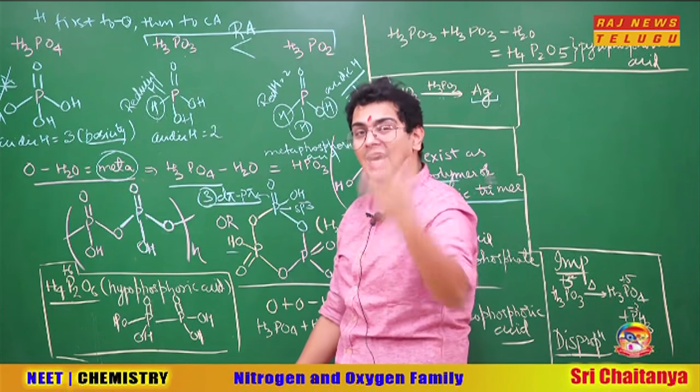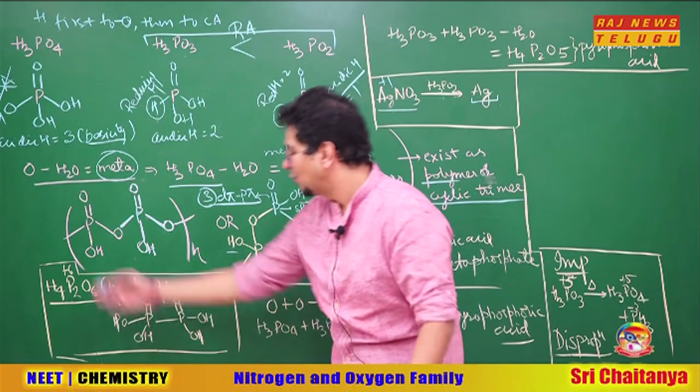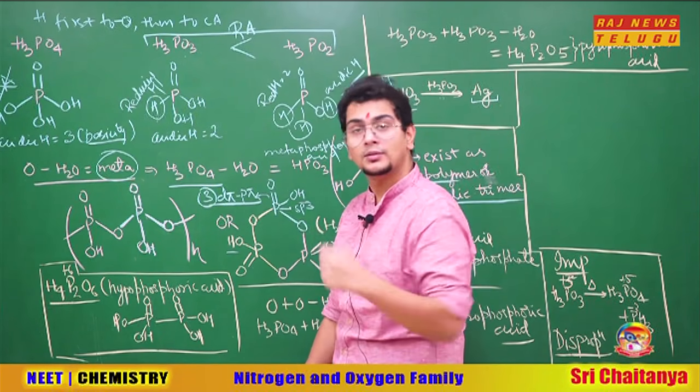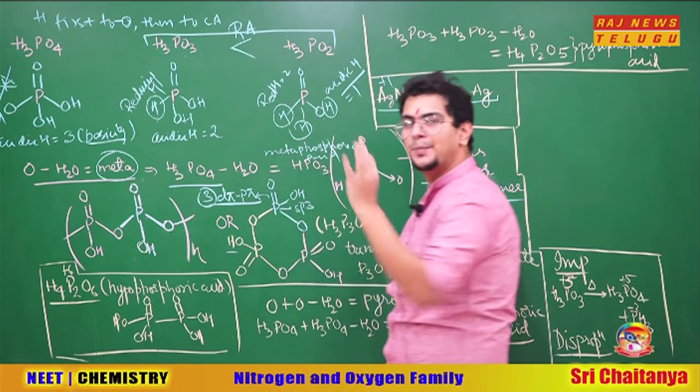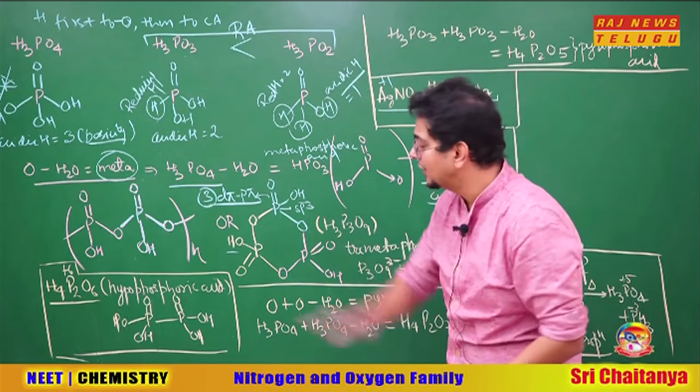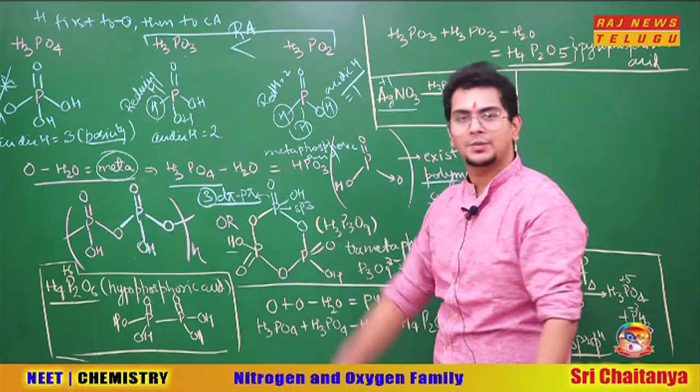Then attach hydrogen to the single bonded oxygen. 4 hydrogens. So 1, 2, 3, 4. So how many acidic hydrogens? 4. So it is a tetrabasic acid. Basicity 4. Tetrabasic acid. That means it will react with 4 OH minus by releasing the H plus.